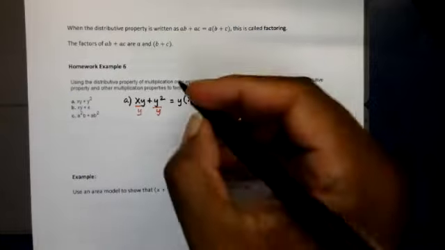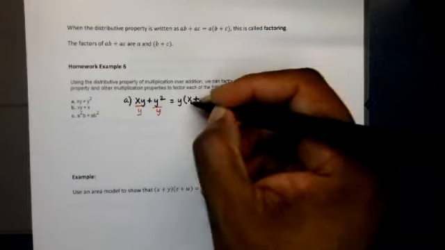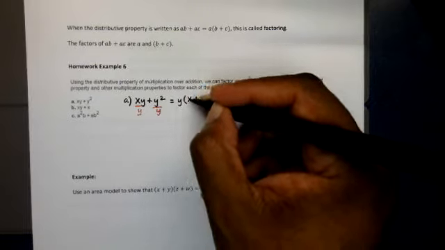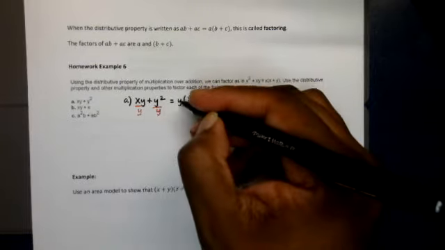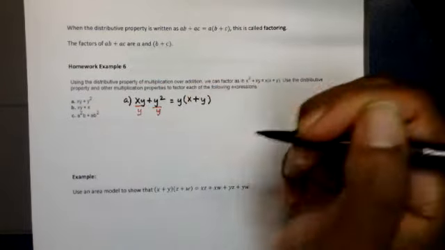And you can check by distributing the y over the x plus y. If you do y times x, you'll get xy. And then if you do y times y, you'll get plus y squared.